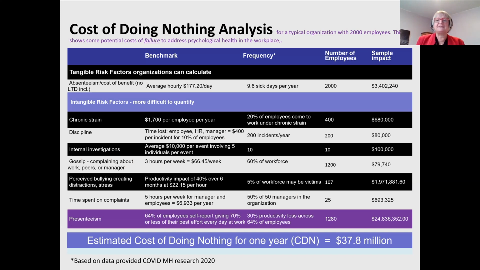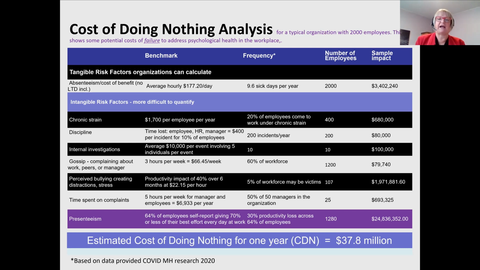So this slide talks about the cost of doing nothing about psychological health and safety in the workplace. We took a typical organization of about 2,000 employees. You might have less, you might have more. But when we looked at that, the average sick days per year were 9.66 days per employee. We took an average rate of $177.20 per day. And we found that the absenteeism direct cost of benefit for short-term, not including long-term disability benefits, was about $3 million.